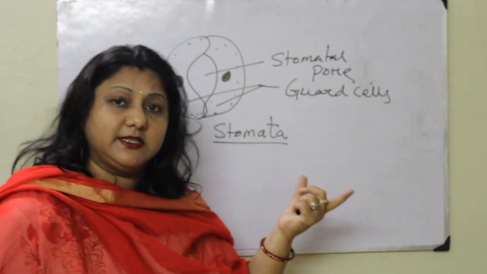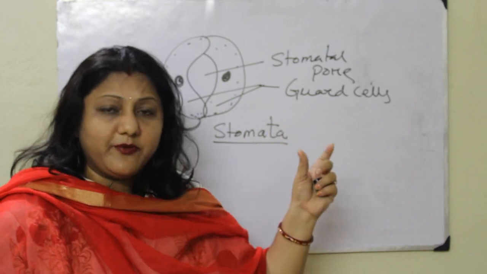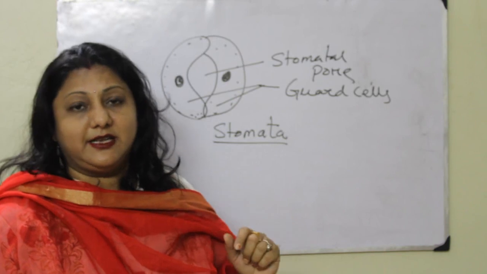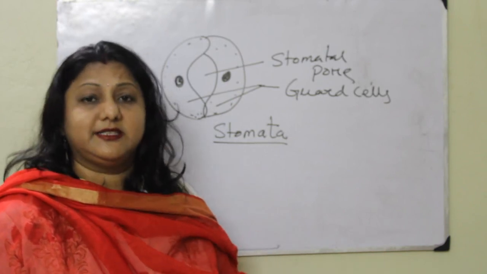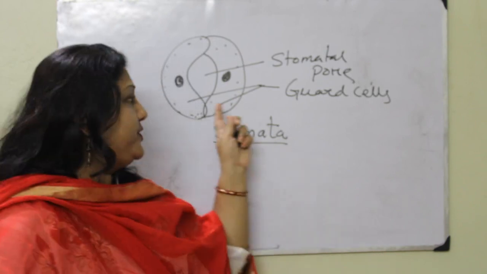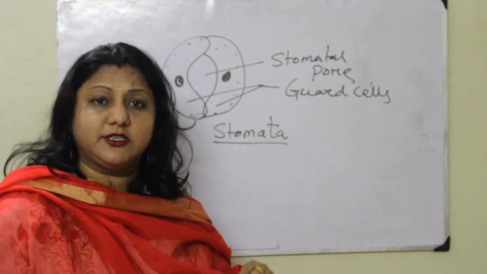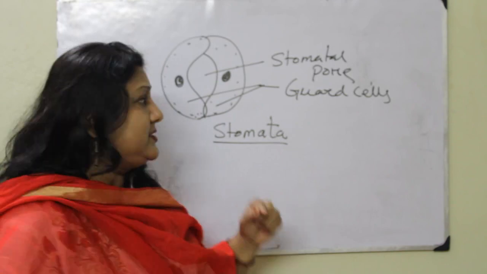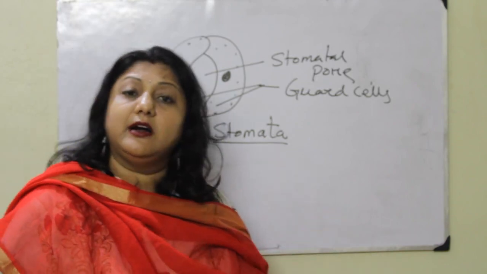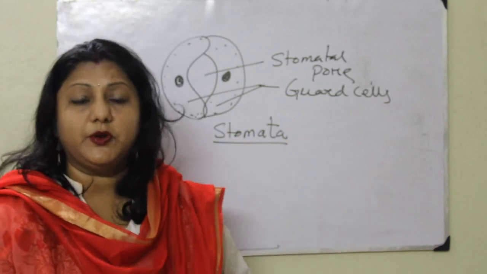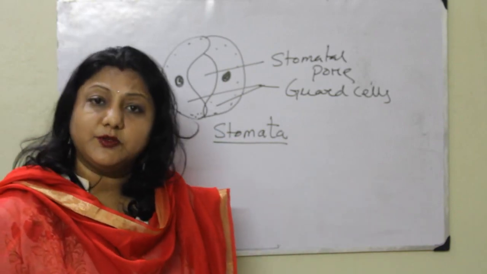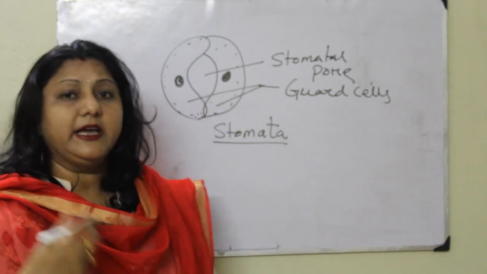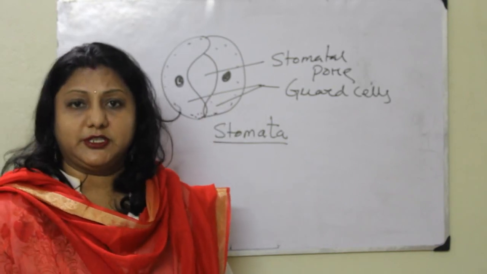Now from where are these guard cells coming? They are not coming from somewhere outside. These are the modified epidermal cells. So some of the epidermal cells will get modified into the kidney bean structures, and they are termed as the guard cells. Now what is the role of these guard cells? The guard cells almost control the opening and closing of the stomatal pore, right? So how do they control the opening and closing?